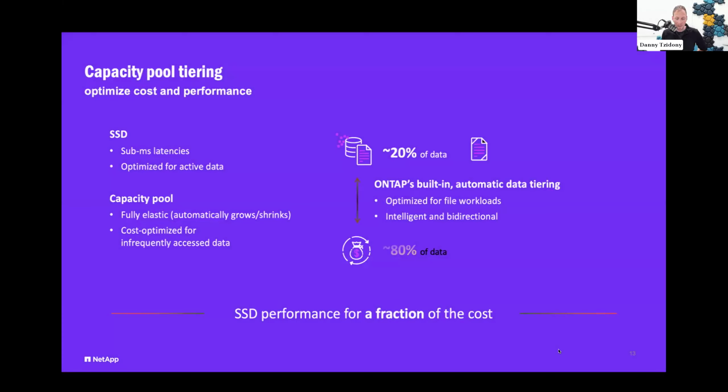So that's a little bit about the capacity tier, and about the potential saving. Once again, it's a rule of thumb. Some workloads may vary. Sometimes you can put more in the capacity tier. Sometimes you can put less.